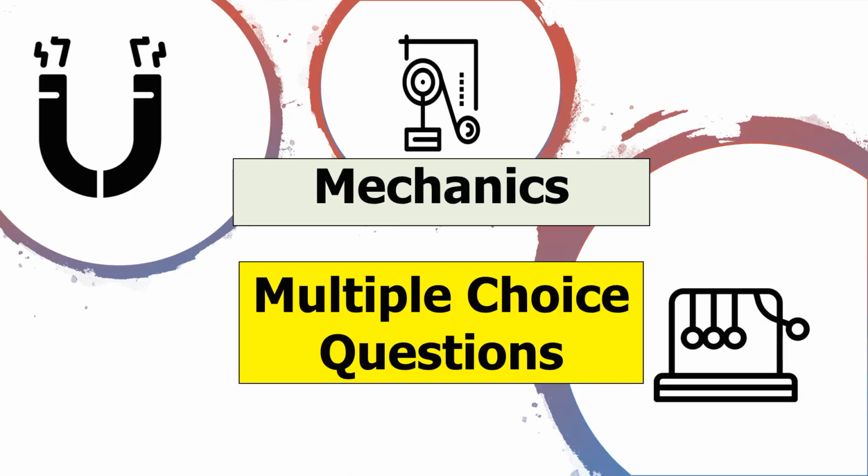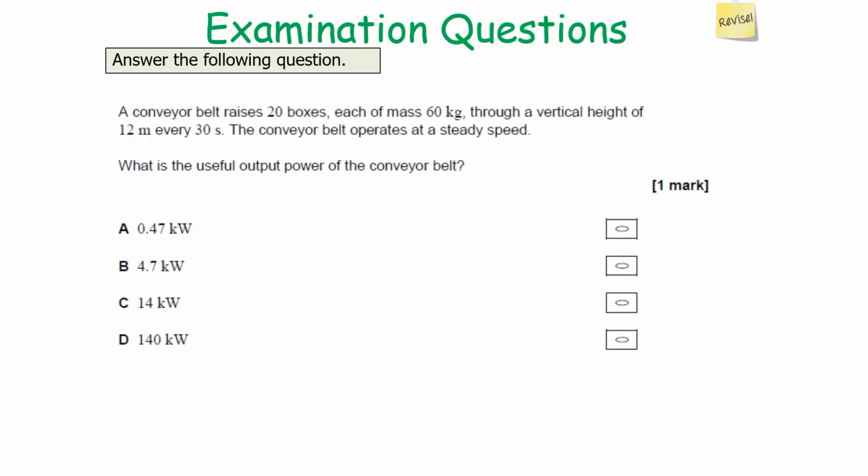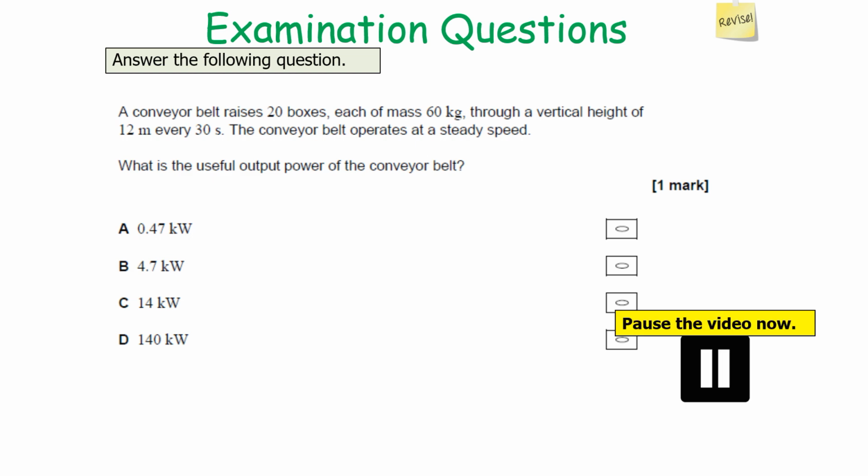So let's start off with a few multiple choice questions in mechanics. A conveyor belt raises 20 boxes, each of mass 60 kilograms, through a vertical height of 12 meters every 30 seconds. The conveyor belt operates at a steady speed. What is the useful output power of the conveyor belt? Pause the video now, then unpause the video when you want to go through your answer.